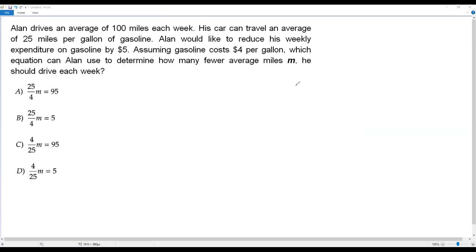Assuming gasoline costs $4 per gallon, which equation can Alan use to determine how many fewer average miles he should drive each week? It is given that his car can travel an average of 25 miles per gallon of gasoline. That is, 25 miles can be traveled with 1 gallon of gasoline, and the cost of 1 gallon of gasoline is $4. That is, it can travel 25 miles with $4 of money. So it can be written as a ratio, that is 25 to 4.